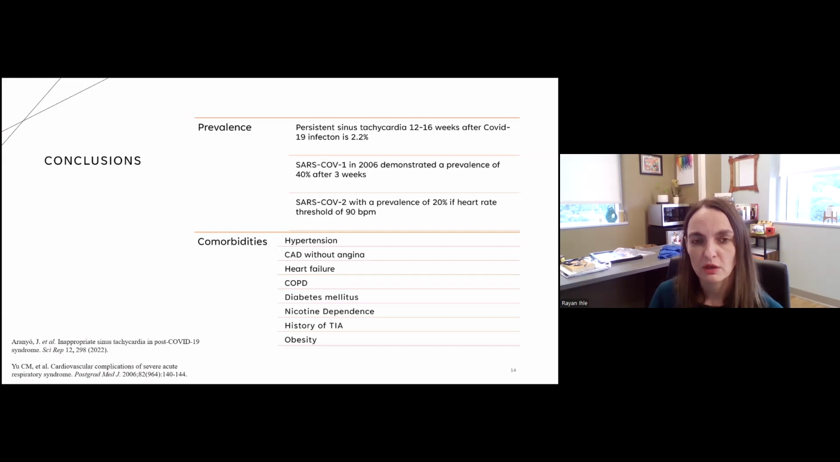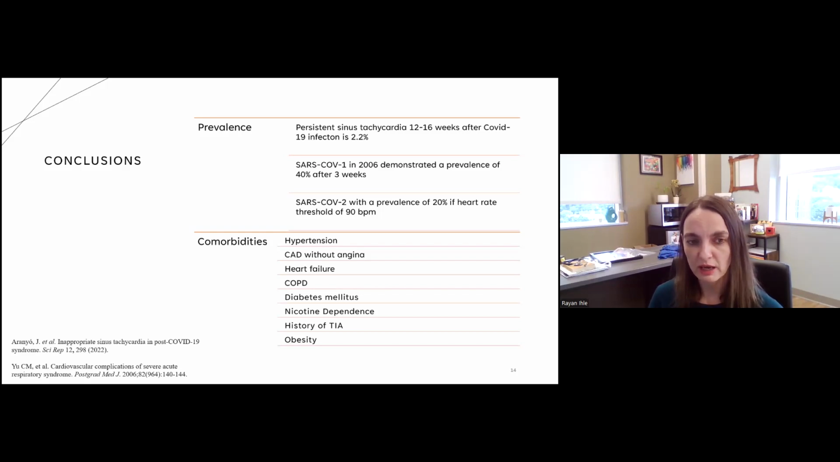So we demonstrated in this study that the persistent tachycardia 3 to 4 months out after COVID infection is about 2.2%. There are other studies of SARS-CoV-1 infection in 2006 demonstrating a higher prevalence of 40% of persistent tachycardia. However, this was only 3 weeks after initial infection, which is relatively close in proximity to initial infection, whereas ours looked at 3 to 4 months out, 12 to 16 weeks. There was another study looking at SARS-CoV-2, so COVID-19, showing a prevalence of post-COVID tachycardia of 20%. However, their threshold heart rate was actually lower at 90 beats per minute. Tachycardia is defined as a heart rate of more than 100. I'm not sure why they chose this lower threshold, but that may explain why their prevalence was higher in that cohort.